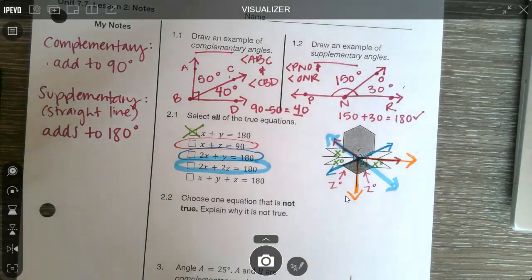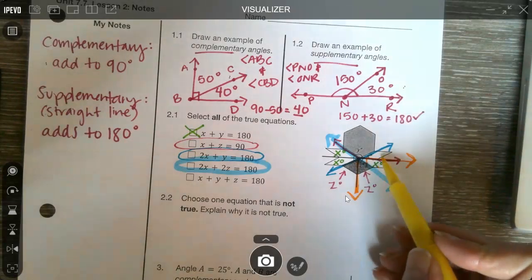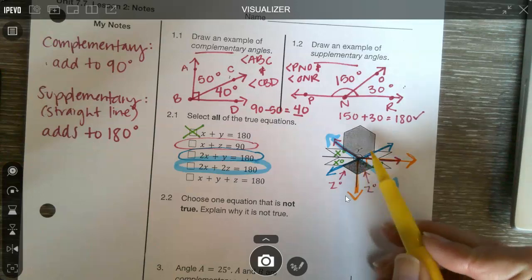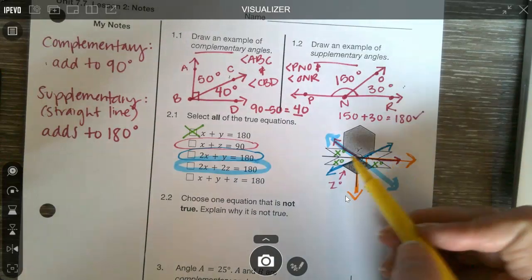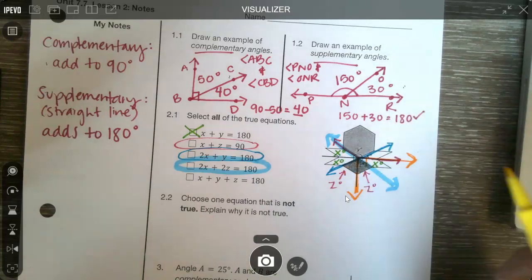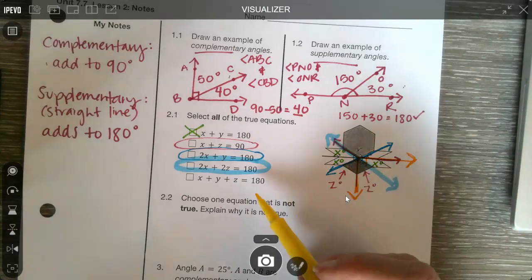Last one, x plus y plus z is also 180. Let me get a different color. All right, let's see. I've got an x and an x, so I don't want that. I want an x and a z and a y. Okay, those aren't touching. X, y, x, x, x, z. Well, this is kind of tricky. Well, let's think about it.